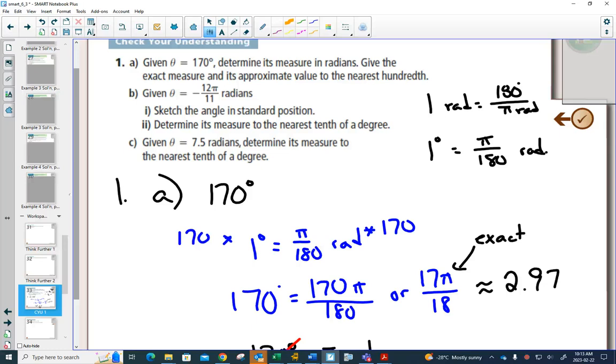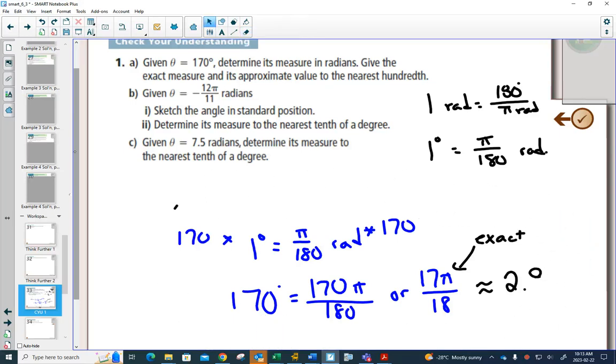Part B. Given theta is negative 12 pi over 11 radians, sketch the angle in standard position and determine its measure to the nearest tenth of a degree. For this one, where you are at right now, you would probably like to do the second part first.